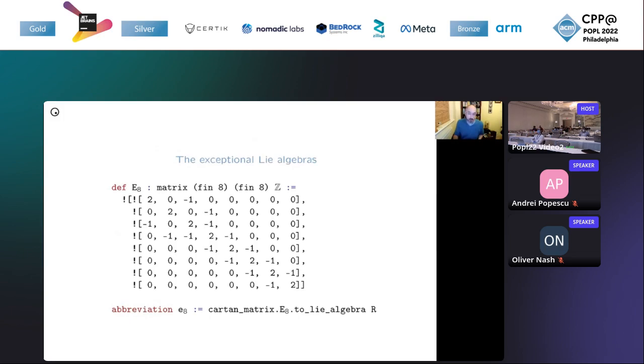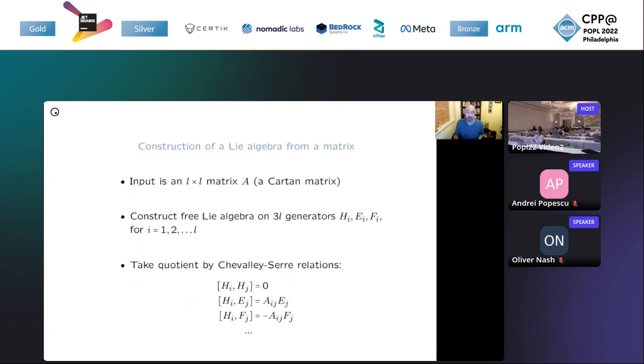In this case, I've given the matrix of the largest of the exceptional Lie algebras, E8. And this is literal copy and paste from the Mathlib source. So you start with a matrix, and you build a Lie algebra out of it using this function, toLieAlgebra. So, okay, that's the definition of E8, but there's quite a lot going on under the hood. So the real question is, how is this function toLieAlgebra implemented? Well, that's a two-step process, really.